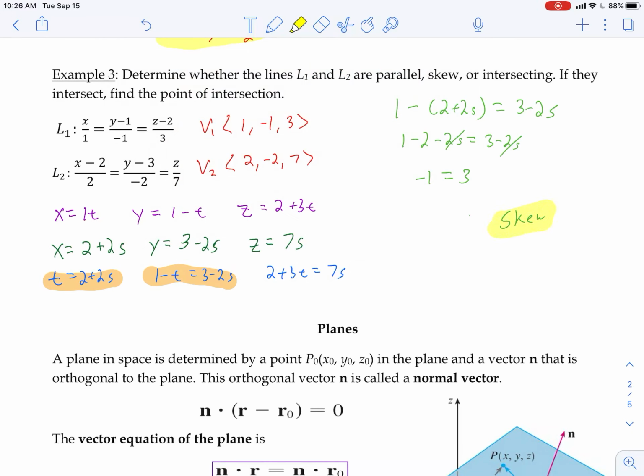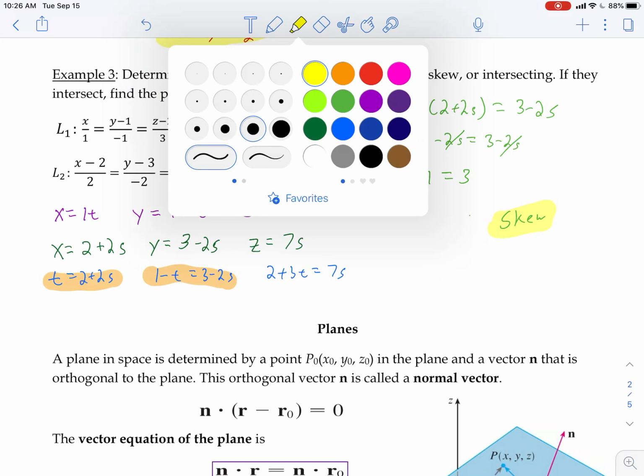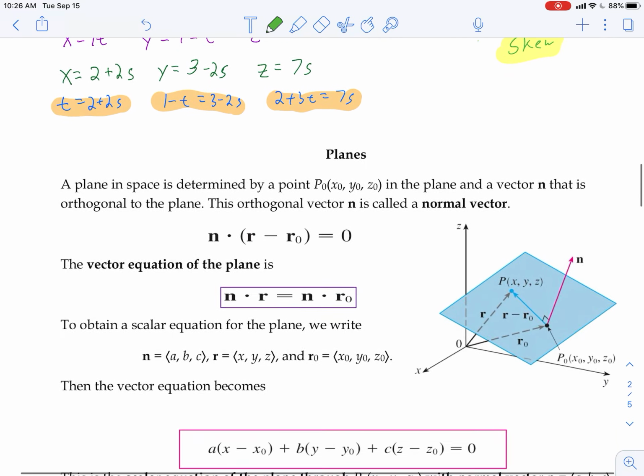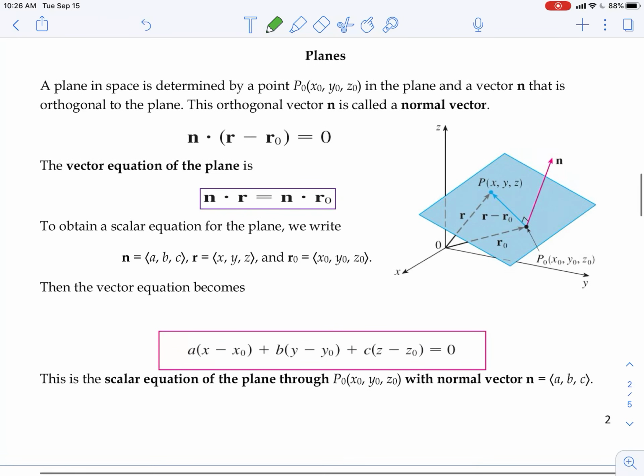If it did make sense, then I would be able to find my point of intersection, but I'd have to check it with my last equation to make sure that it would make sense. I'd have to plug in my values for s and t to make sure that works out. All right, but because negative 1 does not equal 3, it's skewed. And there's an example in your homework where I do one where it actually works out.